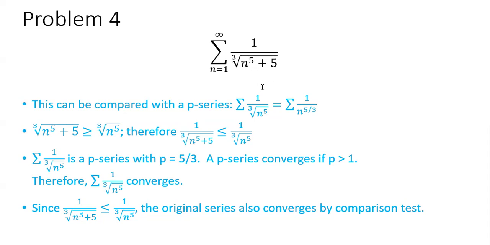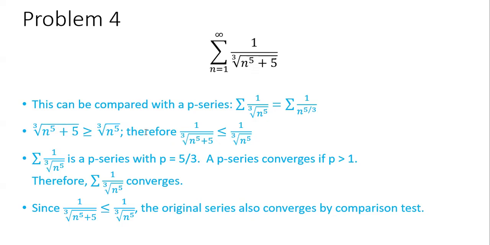Whenever you do a comparison test, you probably want to compare with something very, very similar to make your life easy. So I compared with 1 over cube root of n to the fifth, which I can write in exponential form, 1 over n to the 5/3 power. This is the P series. We know that cube root of n to the fifth plus 5 is greater than or equal to cube root of n to the fifth because it's bigger. We're going to be cube rooting something bigger, so it's going to be bigger.